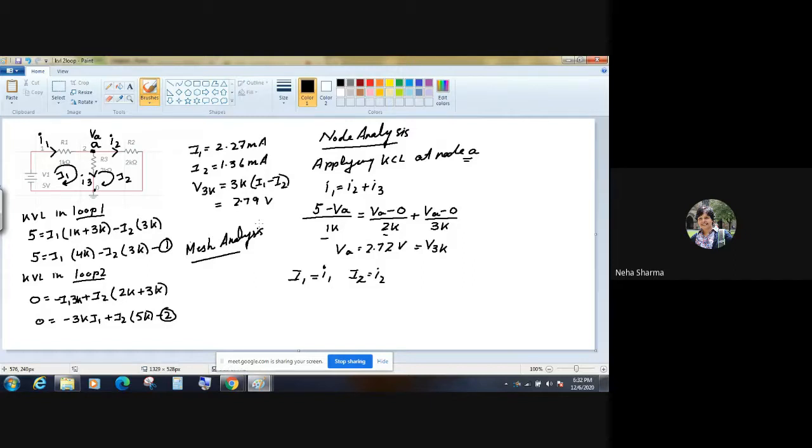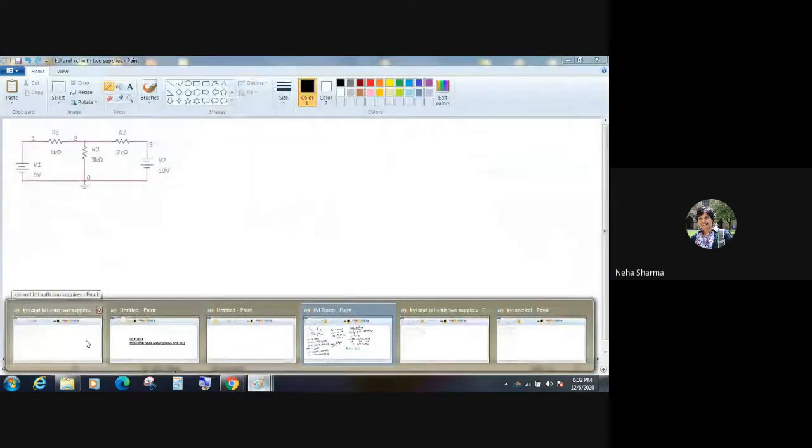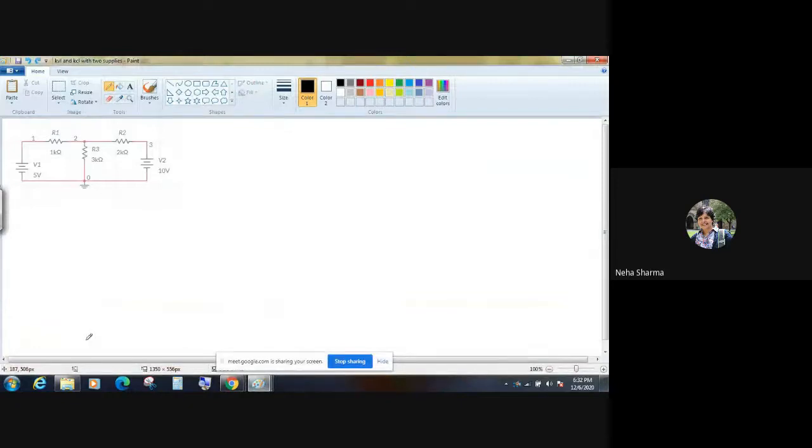Now, let's move on to a case wherein instead of having a single energy source in the circuit, we are having two energy sources. The circuit looks like this. I'm using the same values of R's here, but this time, in addition to a 5 volt source, I'm also having a voltage source of 10 volts. Again, we'll try to solve it using mesh analysis first, and then we'll verify the results using node analysis. Again, you can see that there are two meshes in here, mesh 1 and mesh 2.